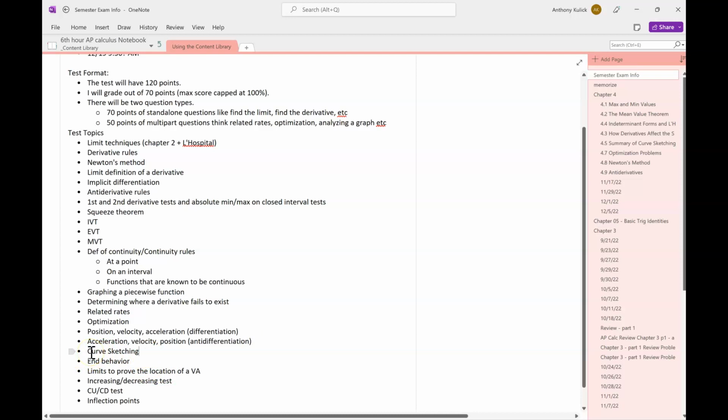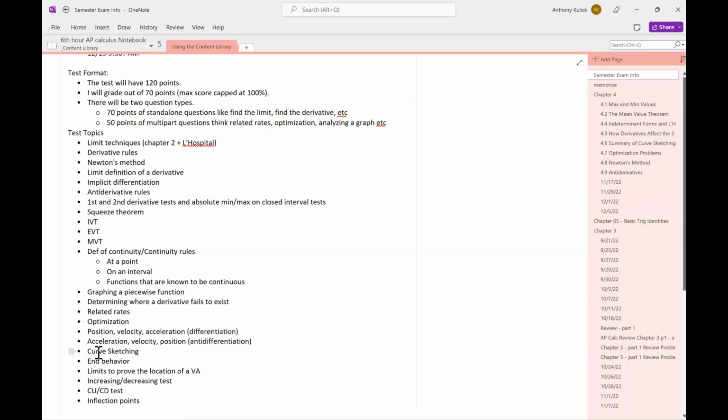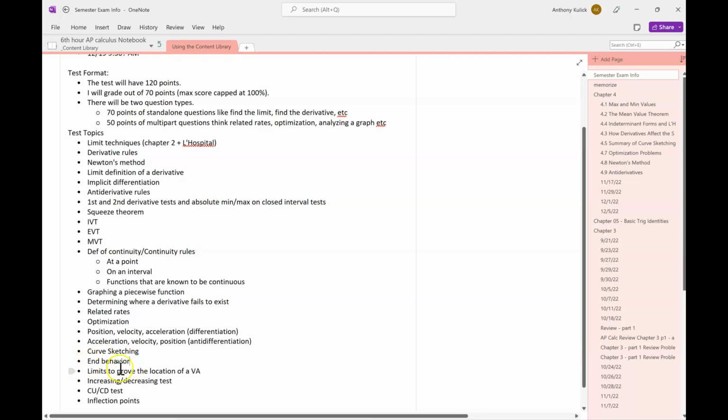Curve sketching, you should be able to do that. That was like 4 or 5 stuff, where you can take your intervals of increasing, decreasing, concave up, concave down, locations of relevant points, and construct a reasonable sketch of the graph. You should be able to do an end behavior. That's where the limit goes to infinity or negative infinity for f of x.